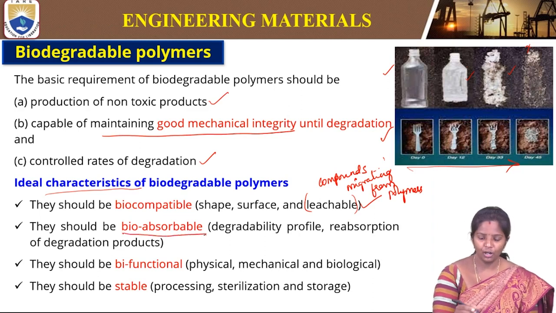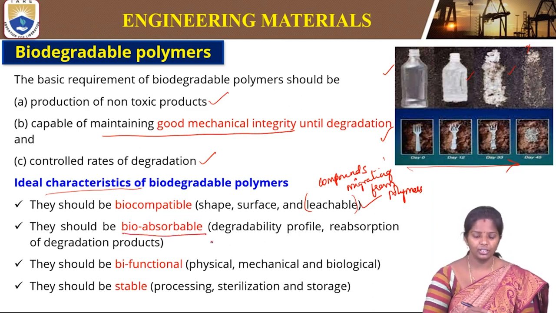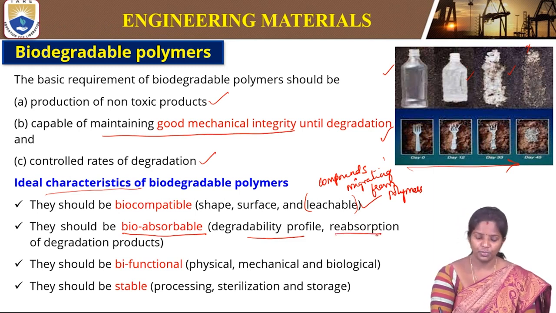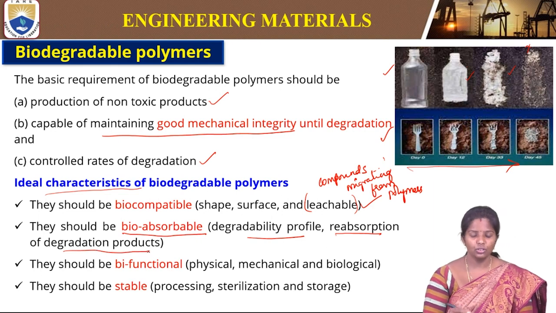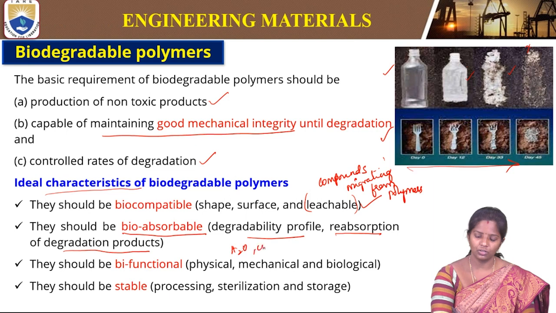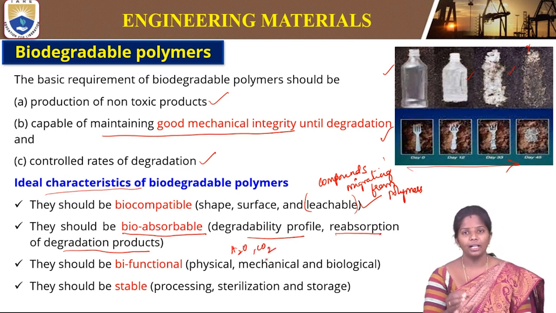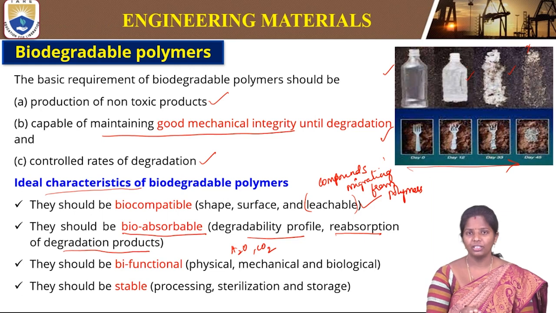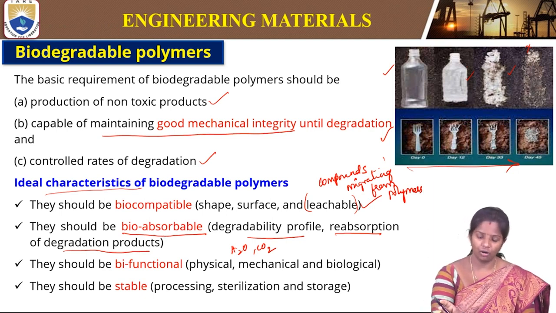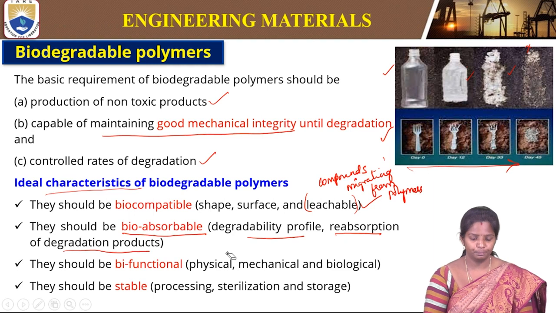They should be bioabsorbable. A good example is sutures. A degradability profile is important: how much it is degrading, when it is degrading, what is the duration, and so on. Then reabsorption of degradation products. During degradation there are products that are produced, for example water, carbon dioxide, and so on. Those should be reabsorbed into the human body in the case of sutures. That is what bioabsorbable means. So they should not be toxic in nature at any cost to the application.